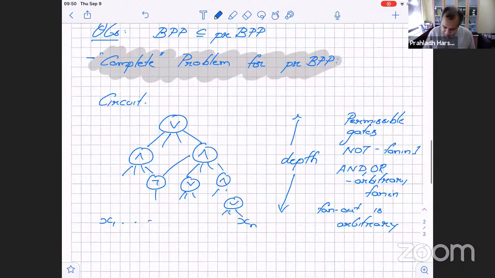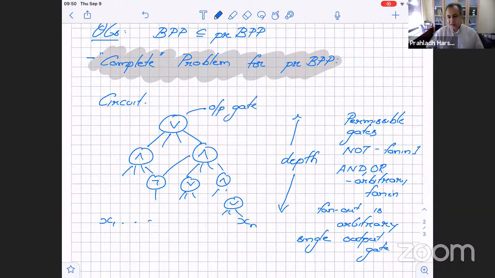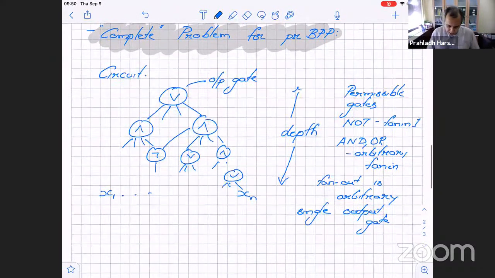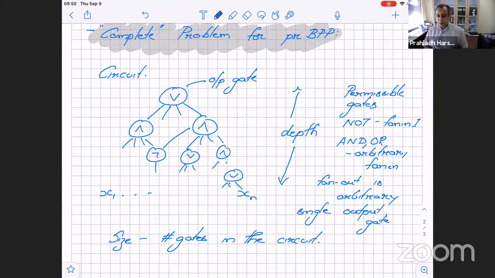And we'll be interested in circuits in which there's a single output gate. In this case, this is the output gate. And this computes some function on the inputs. So the depth is the length of the longest path from any input layer all the way to the output. That's what the depth is. Depth is not a thing which we will be working with. Size is more interesting. Size is the number of gates in the circuit. So this is what a circuit is.